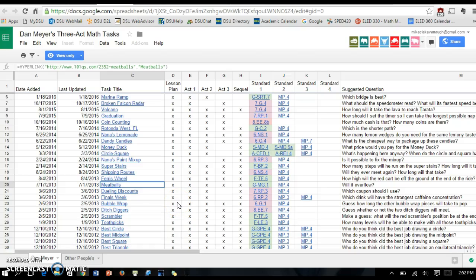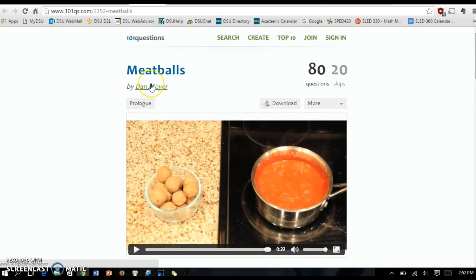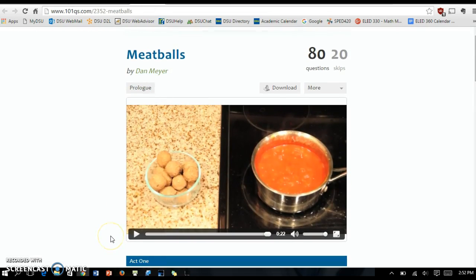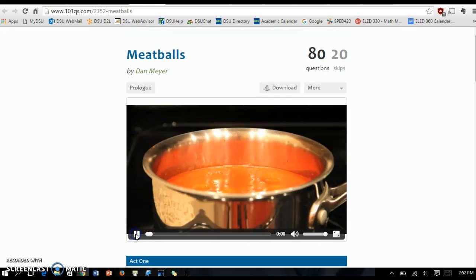Alright, so I chose the math problem called Meatballs, and it says that it's the G, so that's a high school standard. Then we go to the website. It has Act 1, and so I would first show this to my students.